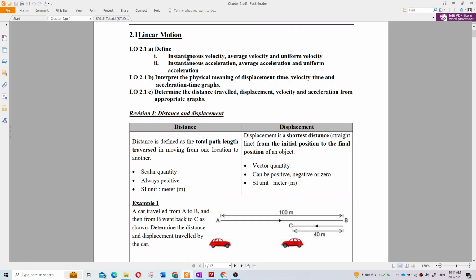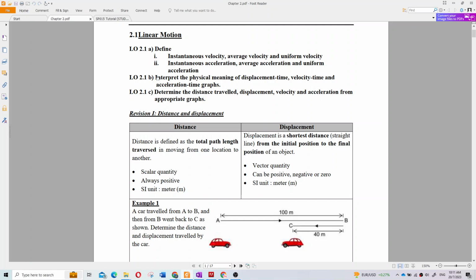So you need to know about instantaneous velocity. What is average velocity, uniform velocity? What are the differences between these three? Instantaneous, average and uniform velocity. We also have instantaneous acceleration, average acceleration, and uniform acceleration. So what's the difference between them?